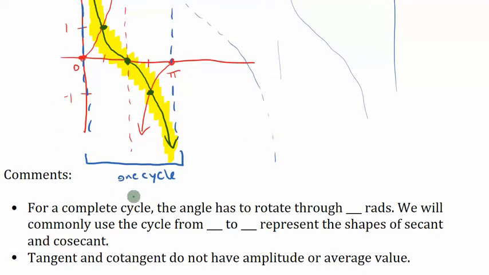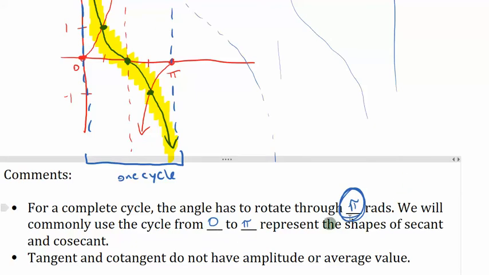For a complete cycle of the cotangent function or the tangent function, you only rotate through pi radians. This is so important. It's not 2 pi like sine, cosine, secant, and cosecant. And for simplicity, we're going to look at the rotation from 0 to pi. Sometimes you could do from negative pi over 2 to pi over 2 or something like that. And we're going to use from 0 to pi to represent the shapes of tangent and cotangent.